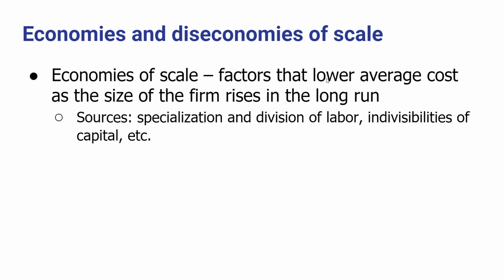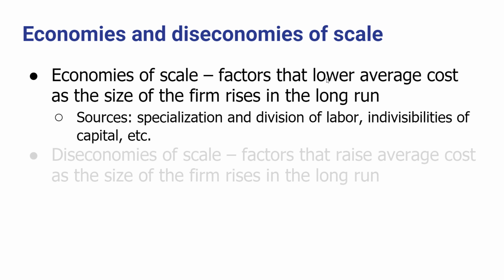As Adam Smith noted, specialization and division of labor allows you to produce output more efficiently when you produce at a larger scale of production. Similarly, there's some types of capital that can't be divided into small units and can only be efficiently used at a large scale of production.